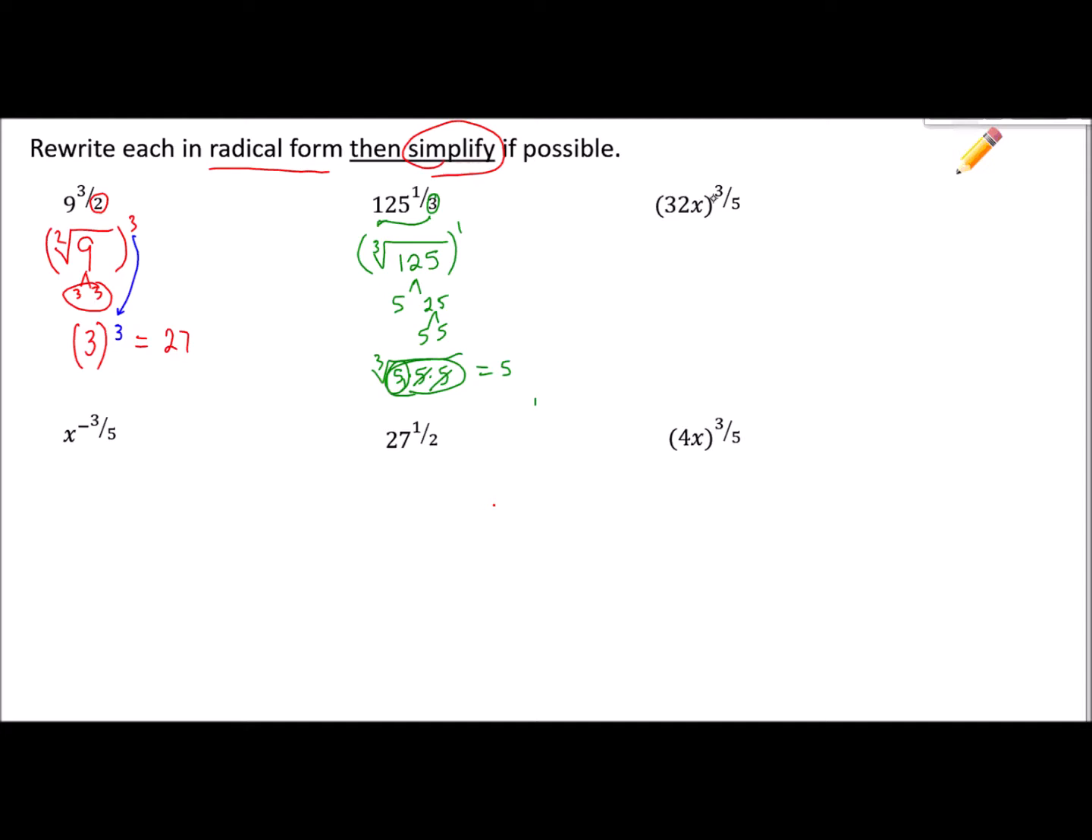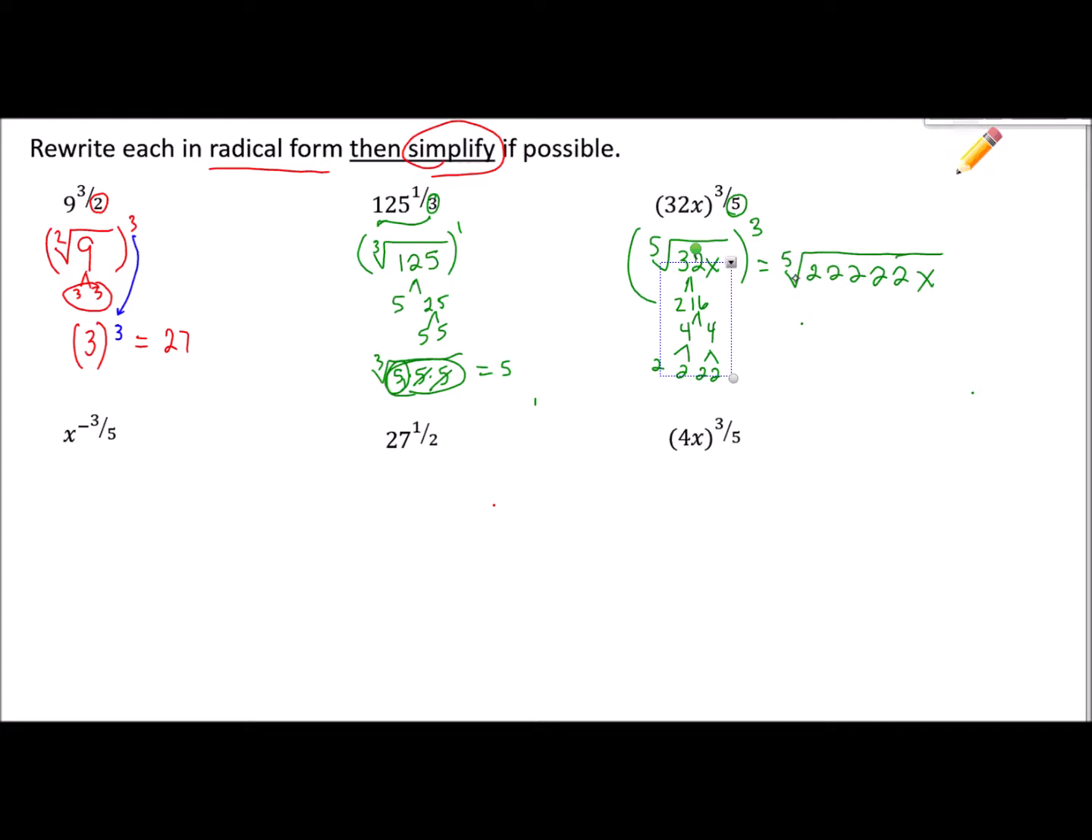Okay, this one says 32x to the 3/5, so I'm going to make a radical. Put 32x inside. Bottom number goes on the shelf, top number goes outside. All right, let's simplify this inside here. So 32 is 5 2s, and then we've got our x. So 5th root, 2, 2, 2, 2, 2, x.